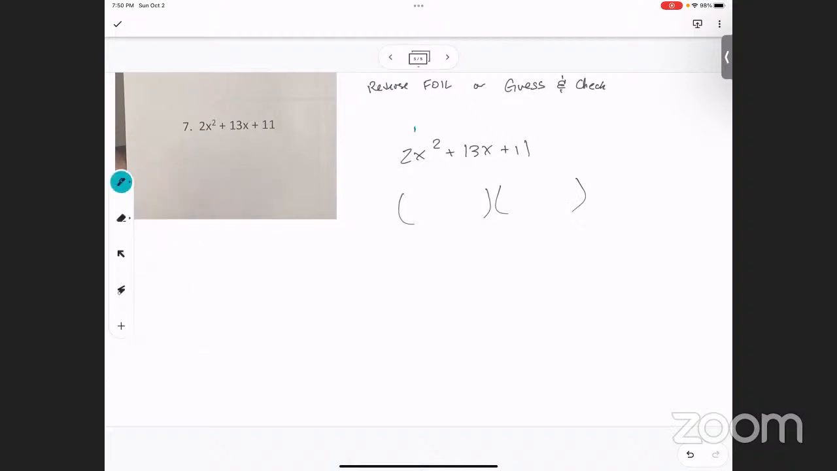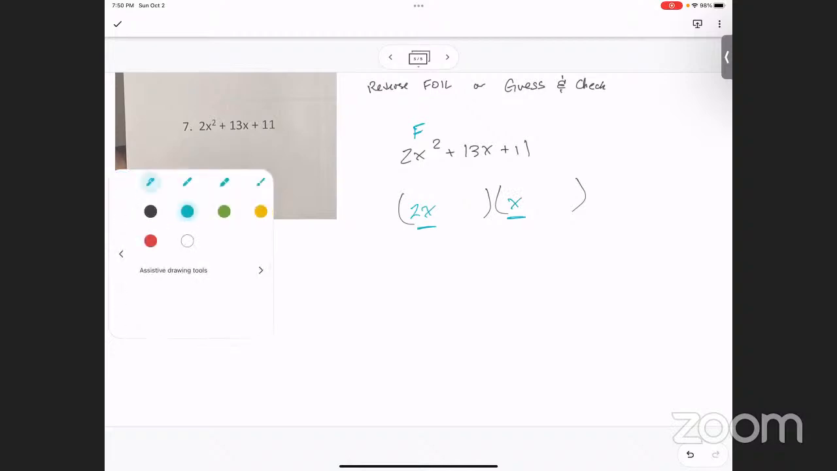And this is your first. So that has to go here and here. So what multiplies to 2x squared? There's really only one option. 1 and 2. Yeah, 1x and 2x. Okay.